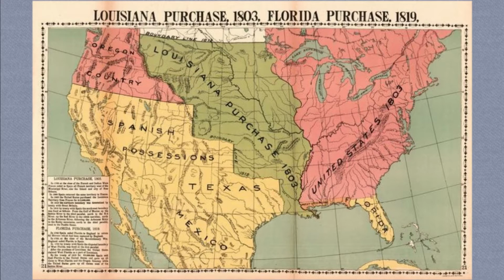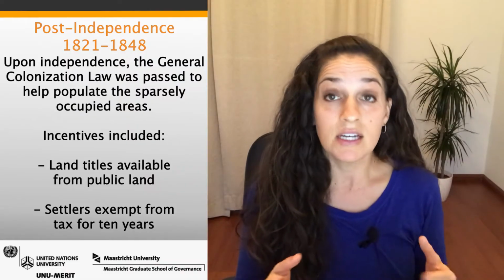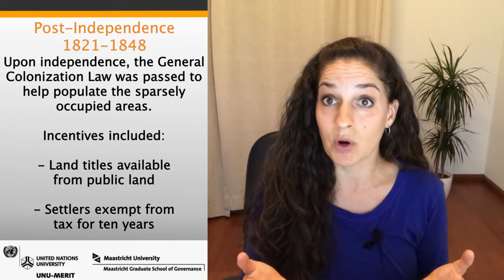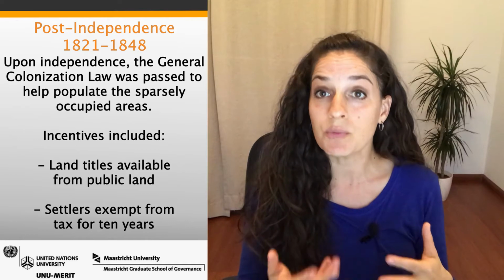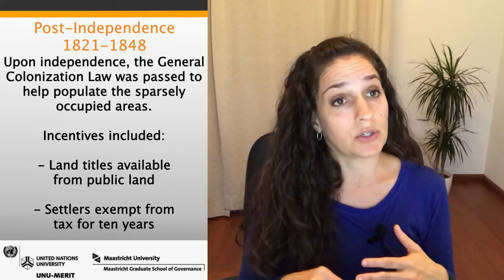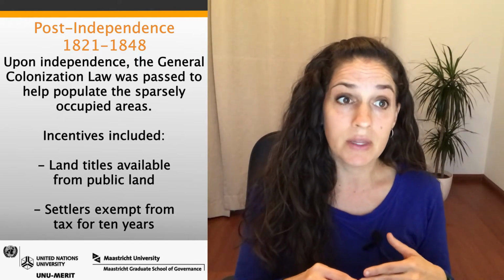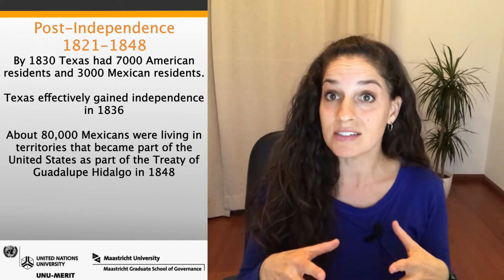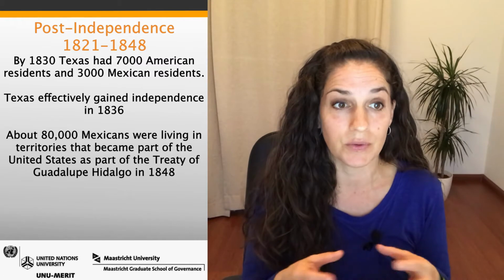So moving on to the post-independence era, Mexico gained independence from Spain in 1821. And upon independence then, the general colonization law was passed to help populate the sparsely occupied areas of Mexico, and incentives were also given. So this helped with internal mobility in Mexico. Land titles were available from public land. Settlers were also exempt from tax for 10 years. But by 1830, Texas had 70,000 American residents and only 3,000 Mexican residents.